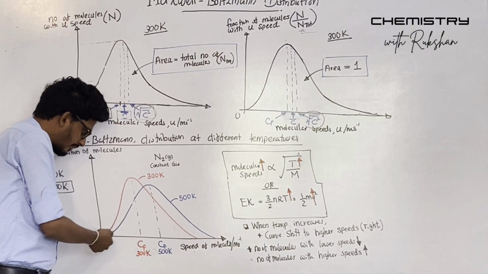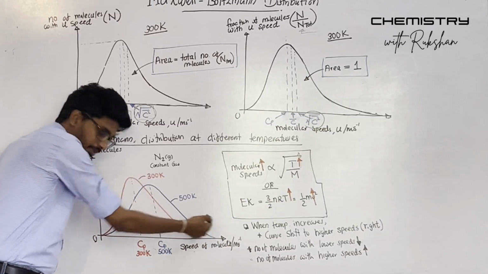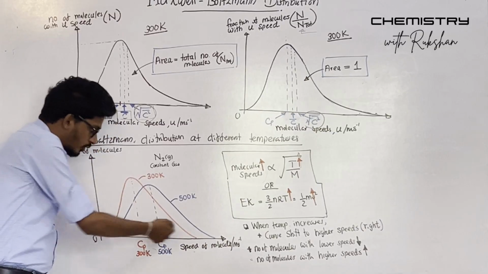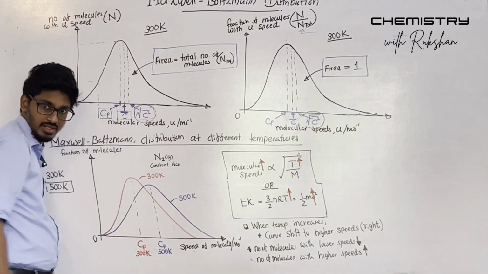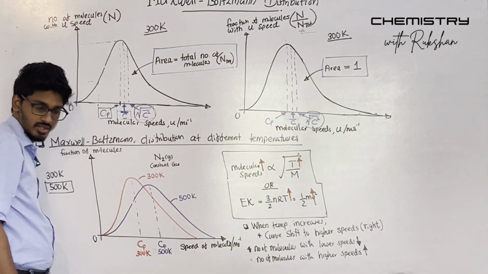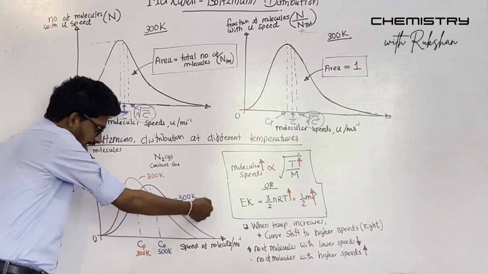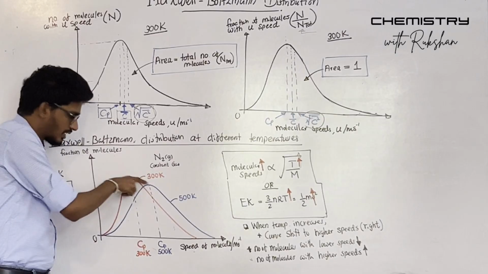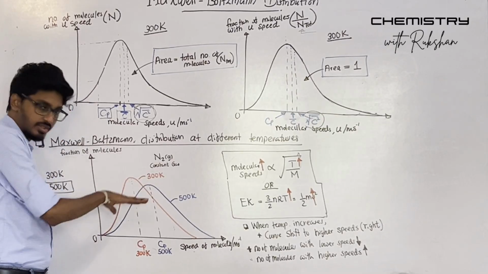You pull that same thread this way. You get the same area under the curve, right? So that is why the height should decrease. When you shift the curve to the right, the height of the curve should decrease, right?